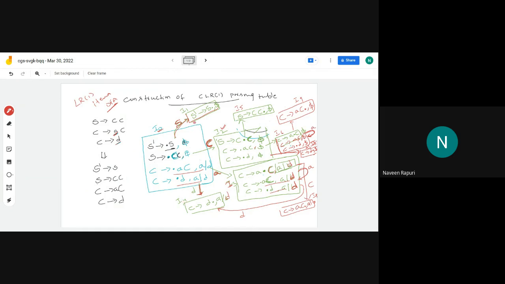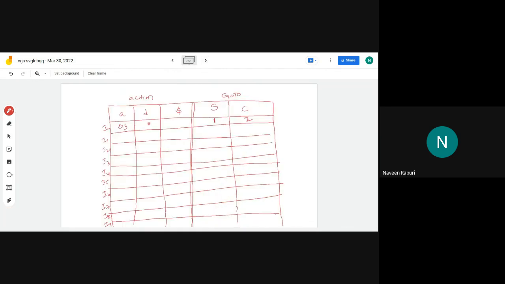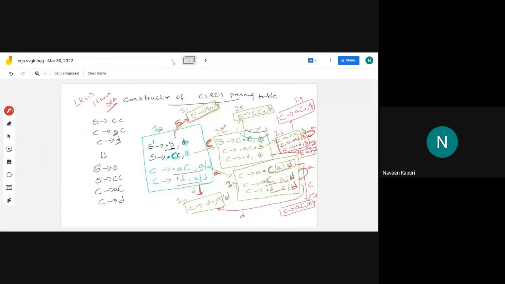That means shift 4. So when we get a non-terminal, that is the go-to action. When we get a terminal, that is shift action. Suppose if it is ended, the production is completed, that is considered as a reduce action. So I0 on capital S completed, I0 on capital C completed, I0 on small a completed, I0 on small d also completed. So now move to I1.